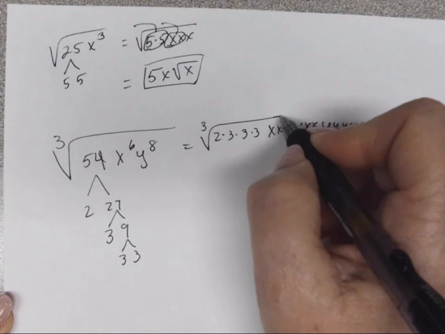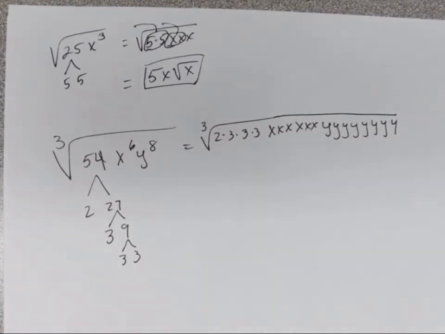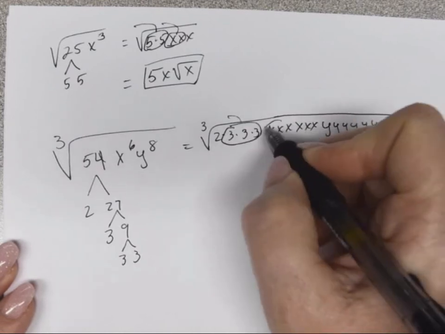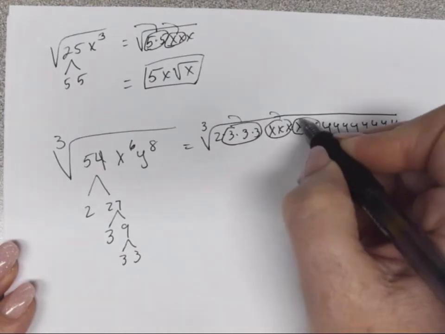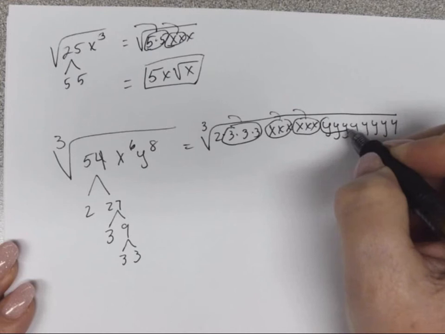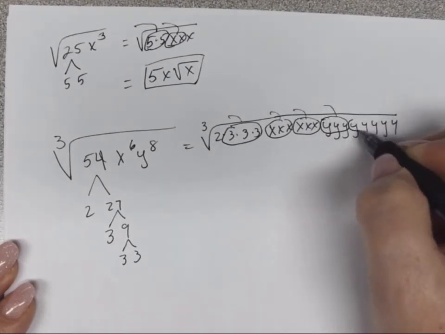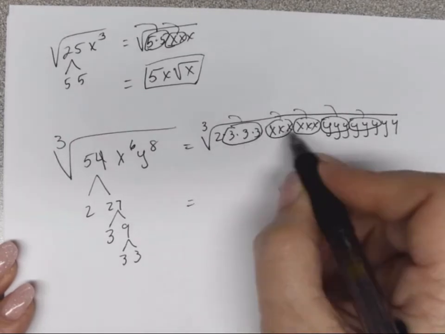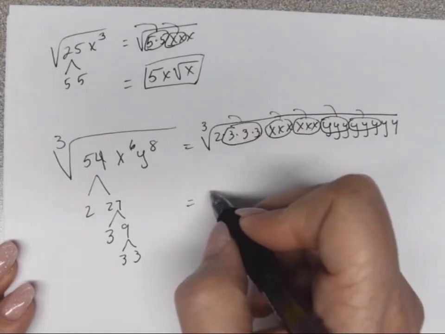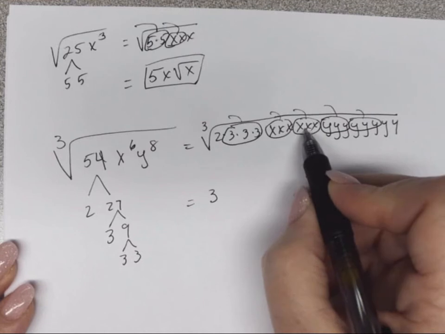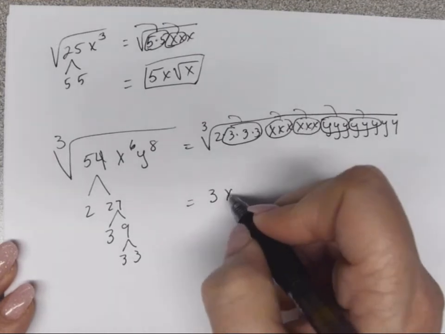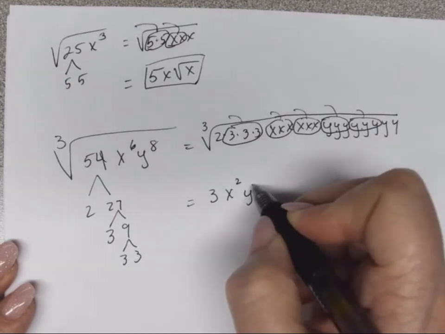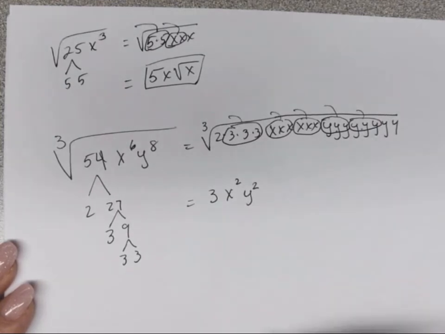Yep, I got them all. All right, all under our radical. We're looking for groups of 3 of a kind. Here's 3 3's, 3 x's, 3 x's, 3 y's, 3 y's, and then I only have 2. So each one comes on out. So the 3 comes out. I have 2 groups of x's, so that'll get me an x squared. I have 2 groups of y's, so that'll be a y squared, because there's 2 of them.